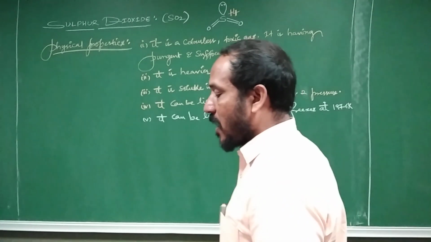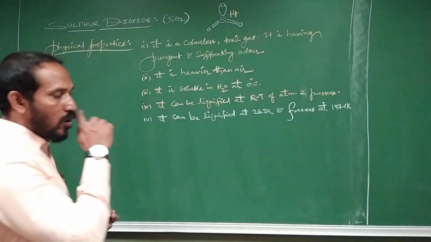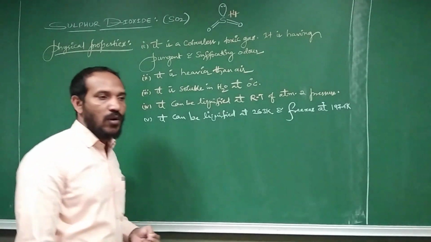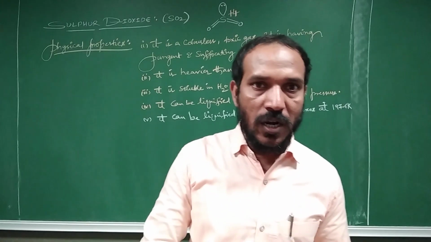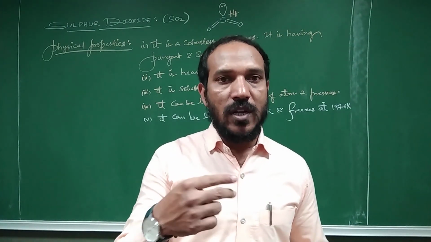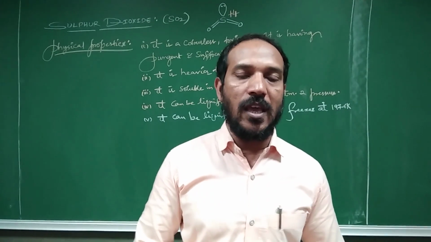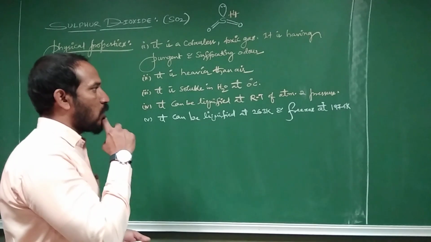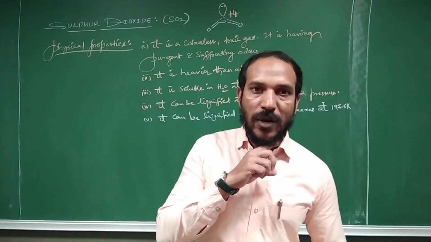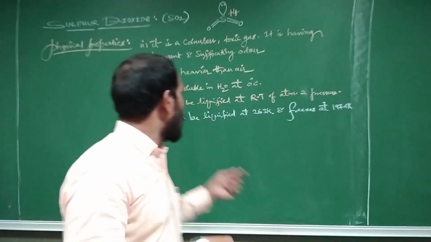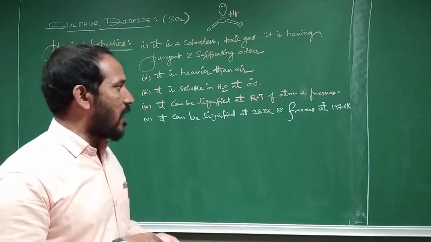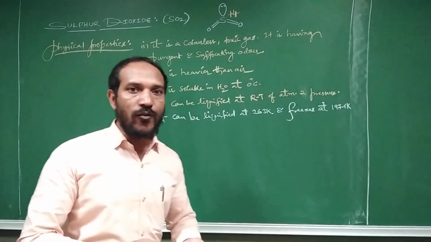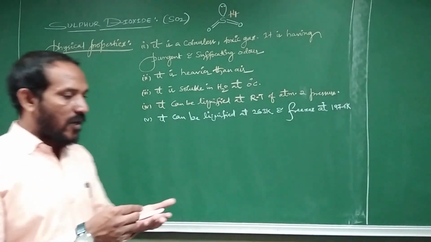Here, 1 volume of the gas can be dissolved in 8 volumes of water. Clear or not? So like this it easily dissolves in water. It can be liquefied at room temperature at 2 atmospheric pressure. It can be liquefied at 263 Kelvin and freezes at 197.6 Kelvin. So these are the few physical properties of sulfur dioxide.